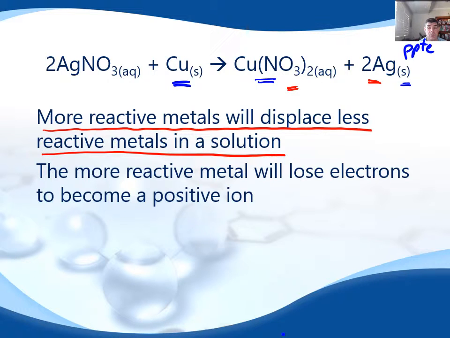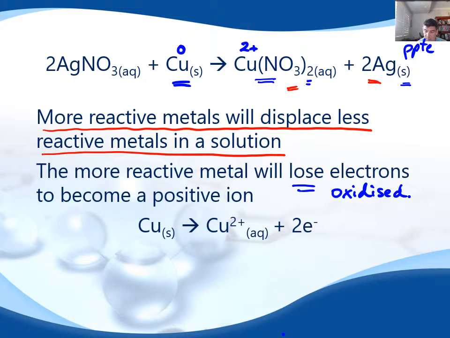The more reactive metal will lose the electrons to become a positive ion. So in this case, what we have is the copper, which being a solid has an oxidation state of 0, and what's happened to it is it has lost electrons to become a positive ion. So you can see with the NO3 here that the copper must be a 2+ ion now, and as a consequence of that it would have had to lose 2 electrons. So it's been oxidized. Oxidation is loss of electrons. So here's the little half equation for that, and you can see that we've gone from a 0 to a 2+. The only way we can go to a 2+ is to actually lose the negatives, lose 2 electrons in order for us to do so, and so this is an oxidation.